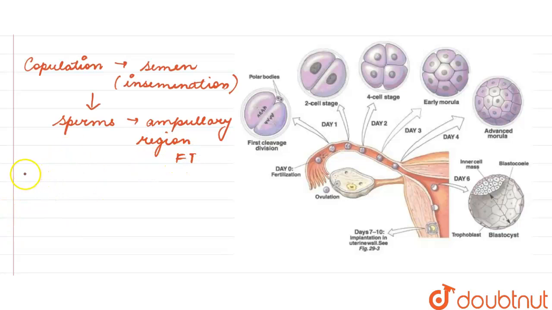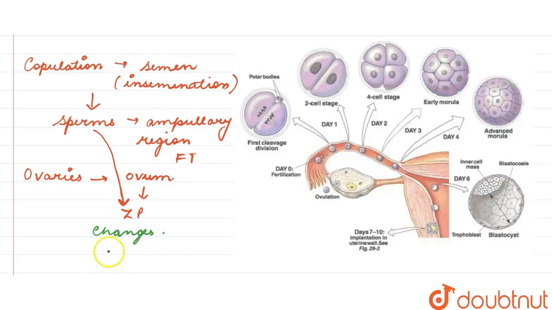Here the ovaries also release the ovum. Okay. Now our ovum consists of what? It has an outer layer of zona pellucida, right? Now when the sperm enters this zona pellucida, it brings changes in the zona pellucida. Alright, that is, it does not allow other sperms to enter the zona pellucida.